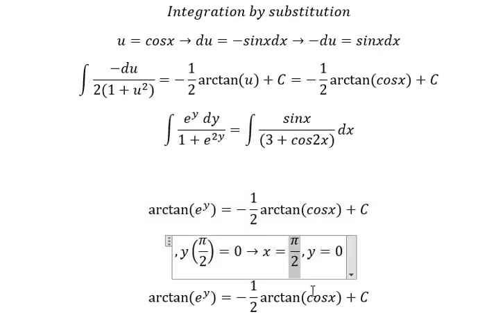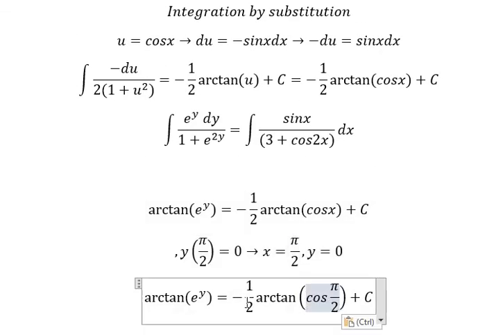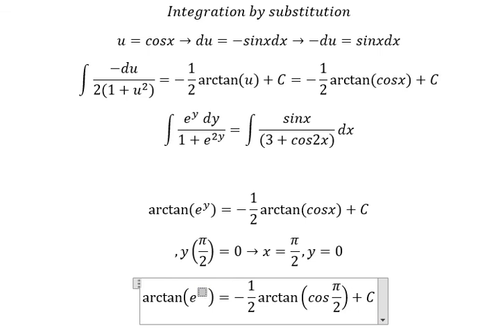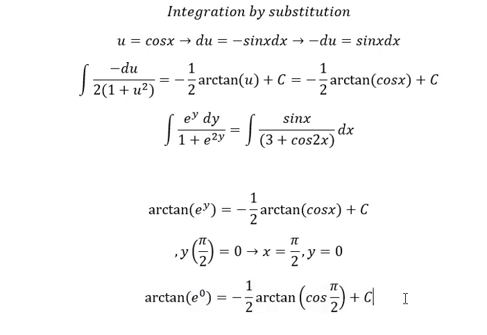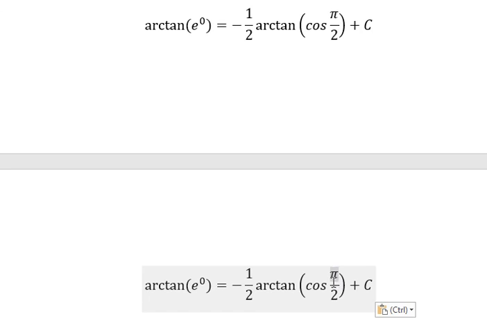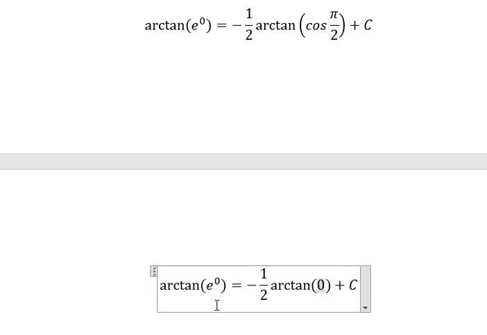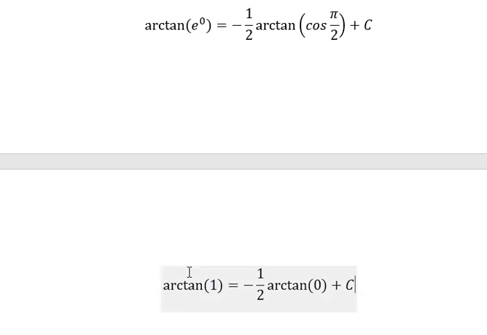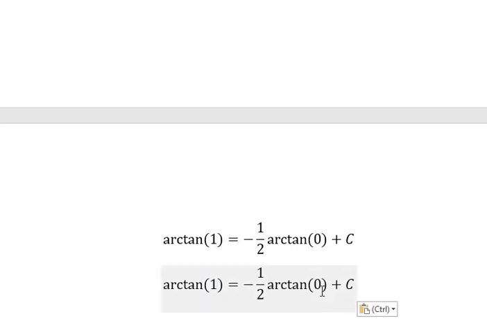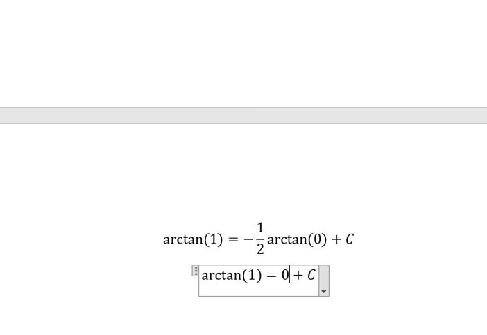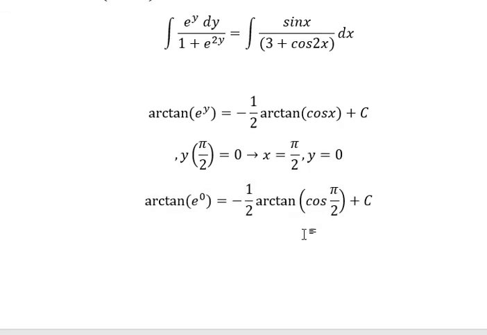So we put pi over 2 here, 0 here. Cosine of pi over 2, you got 0. This one you got 1. So this one you got 0 in here. This one we have pi over 4. So c equals pi over 4.